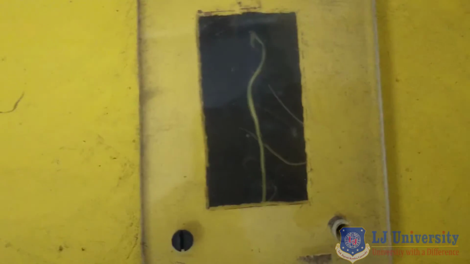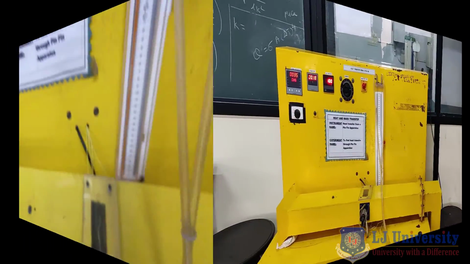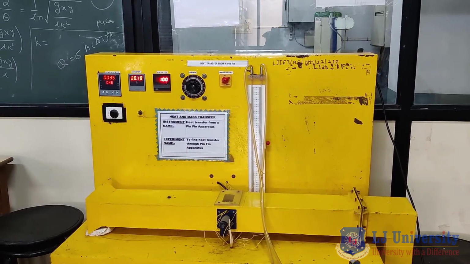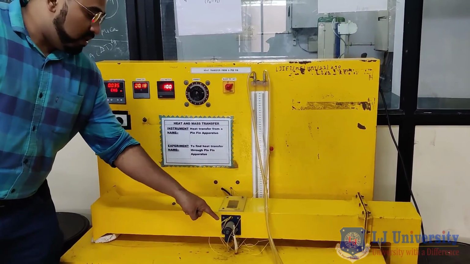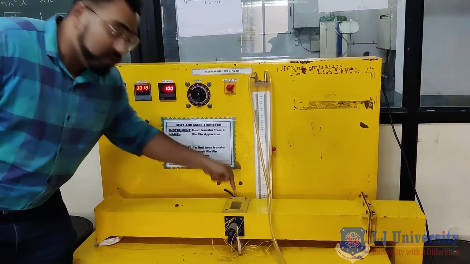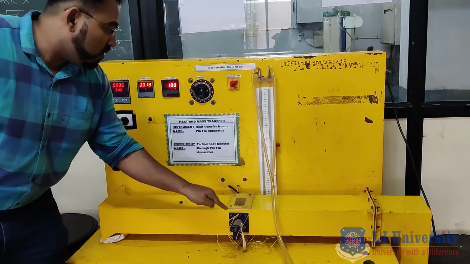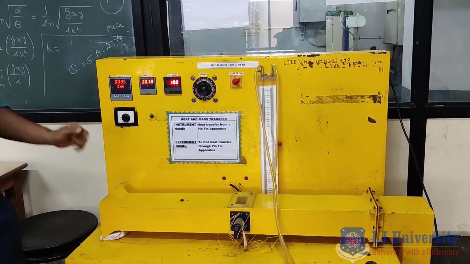Now you can see the top view of the fin over here. Let's see the practical. We have put the setup on some voltage and current, and after steady state is reached, we are going to measure the readings. This is the heater which is connected to the fin, and voltage and current are given through the thermostat to this heater. So now let's read the readings.